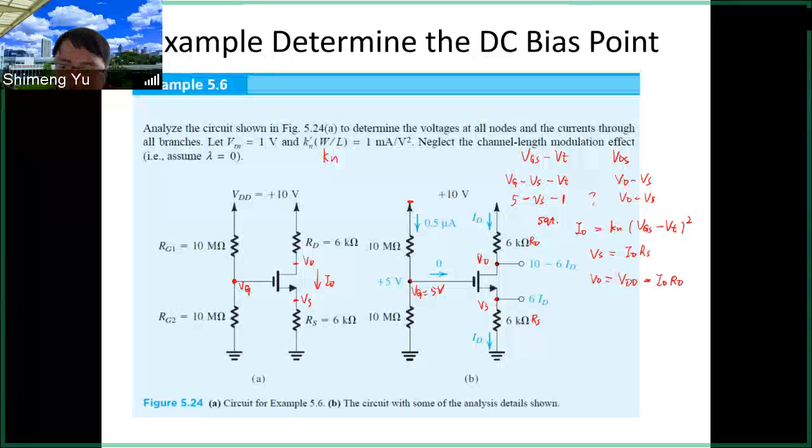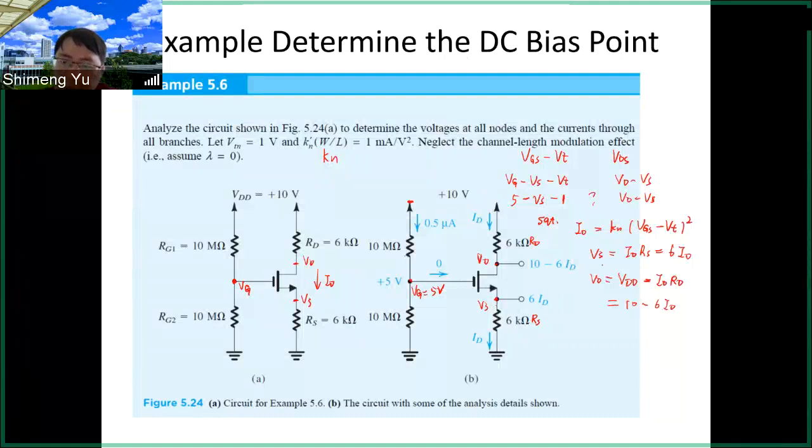Let's plug in the numbers. Rs is 6 kilo ohm, so let's use 6 for now. The unit is kilo, which means the current will be in milli. Milli times kilo is 1. So 6 ID represents the Vs, where the 6 is 6 kilo ohm. And then Vd is 10 volts minus ID times also 6 kilo ohm, 6 ID.